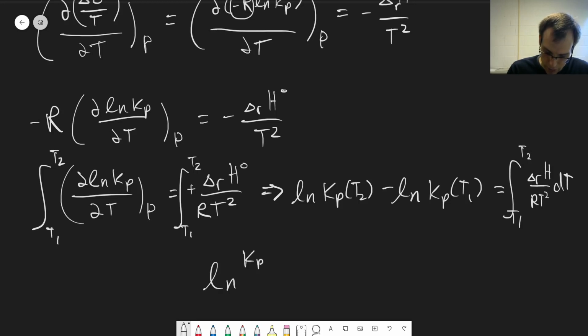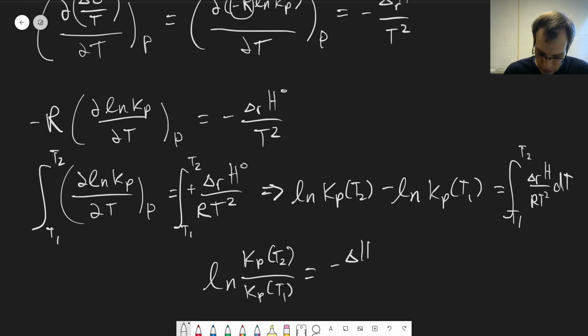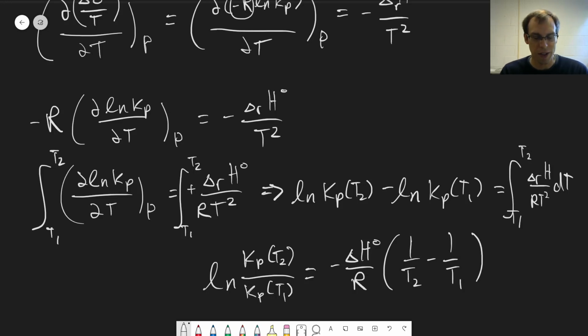Combining the natural logs on the left-hand side, we get natural log of Kp at T2 divided by Kp at T1. These are not being multiplied by the temperatures. This is equal to negative ΔH naught over R, where the negative sign comes from the fact that we're integrating 1 over T squared, times 1 over T2 minus 1 over T1. So we get an equation very similar to the Clausius-Clapeyron equation, but now it's relating equilibrium constants instead of vapor pressures to temperatures. If we know ΔH naught for our reaction and Kp at one temperature, we can find Kp at a different temperature.